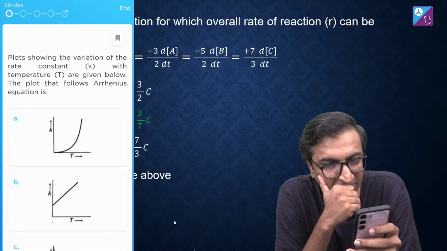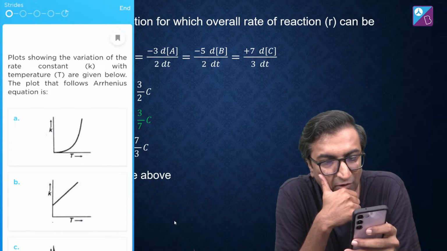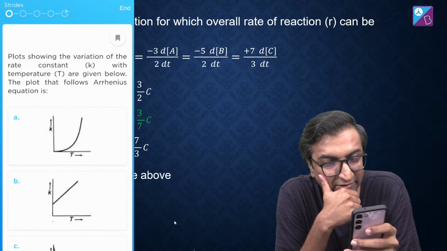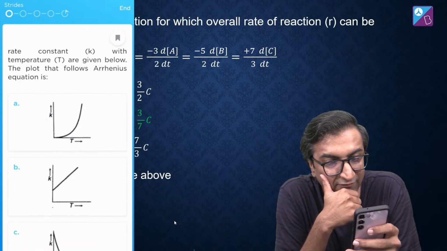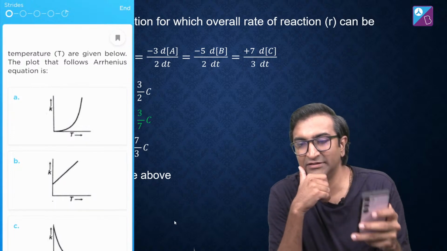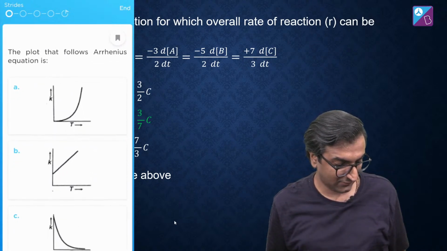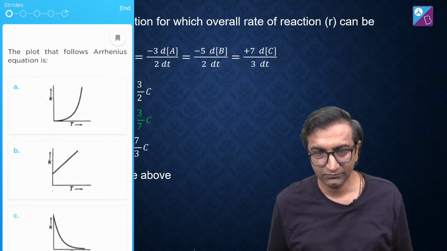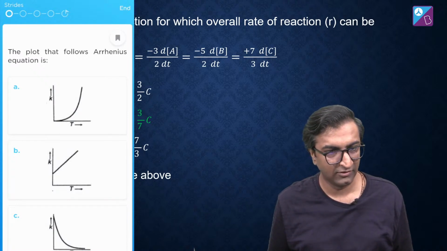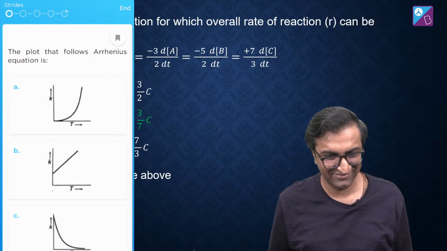Oh, interesting. Okay, cool. Plot showing the variation of rate constant K with temperature T are given below. The plot that follows Arrhenius equation is what? This is an interesting question. ठीक है, कर लेते हैं. Arrhenius equation, that's the focus over here. Let's solve this question. What do you think? इसमें से कौन सा plot आपको Arrhenius equation दिखा रहा है?